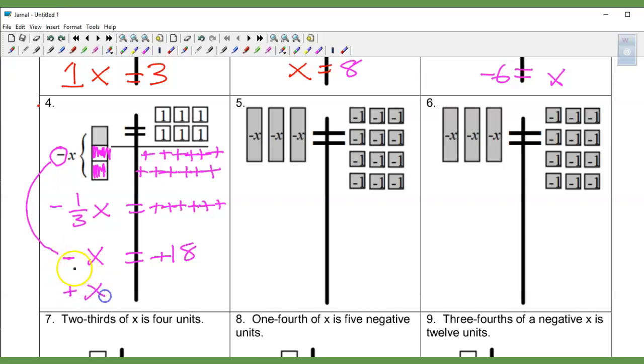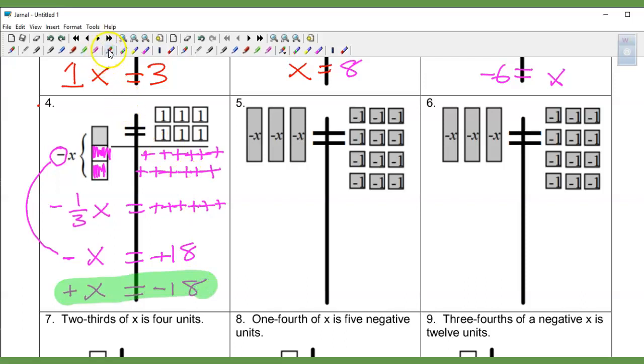That's what we want our final answer to be. So we just have to flip, or take the inverse of, both sides. So the opposite of negative x is positive x, and the opposite of positive 18 would be negative 18. So just be very careful when there is a negative on the x. Just have this one more step of taking the inverse, or the opposite, of both sides.